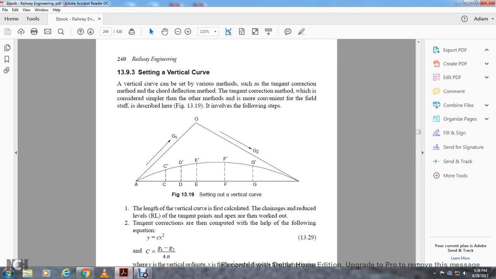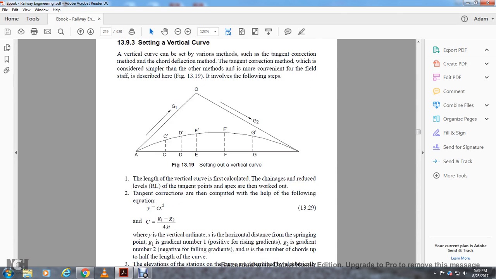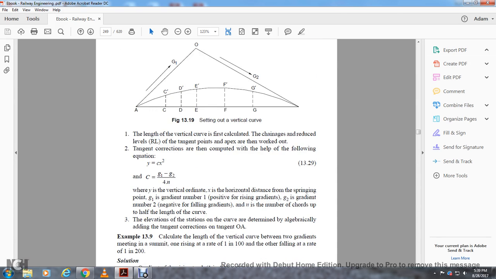Tangent corrections are computed with the help of the following equation: y equals c times x squared, and c equals g1 minus g2 divided by 4n, where y is the vertical ordinate, x is the horizontal distance from the spring of the curve, g1 is the gradient, positive for a rising gradient, g2 is the gradient, negative for a falling gradient, and n is the number of chords in half of the length of the curve. The elevation of each station of the curve is determined by algebraically adding the tangent correction.